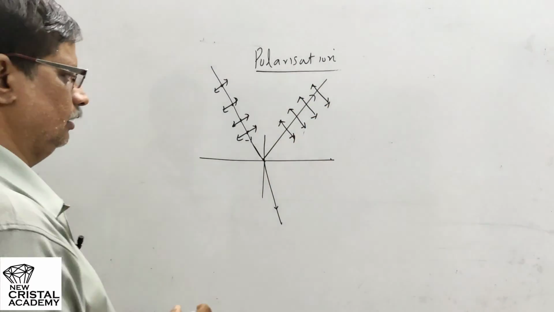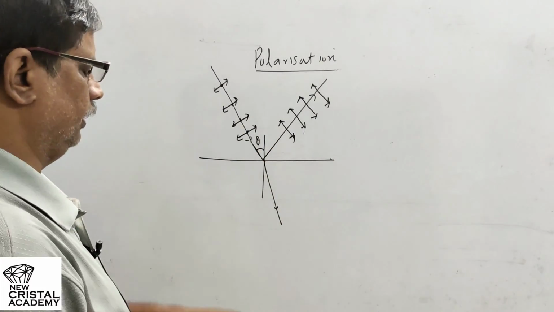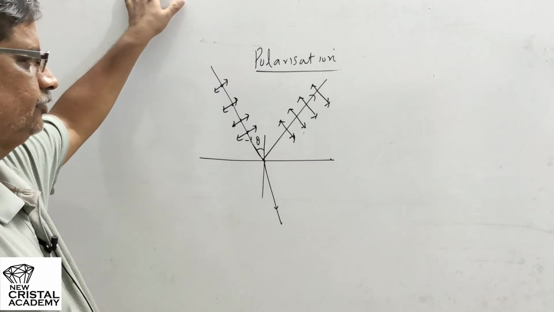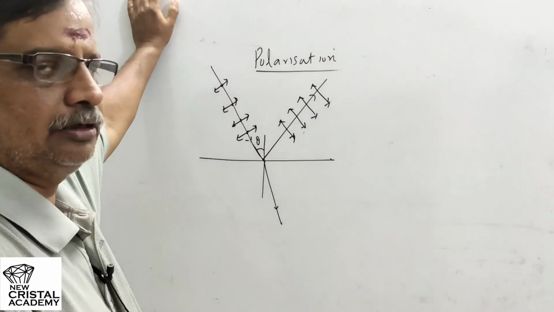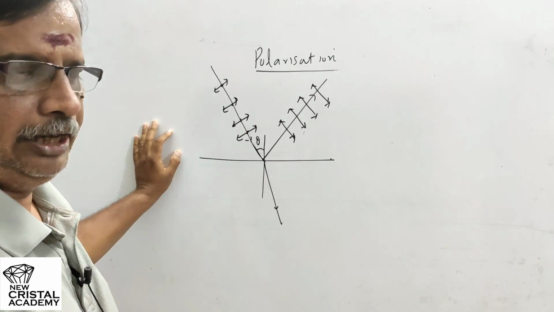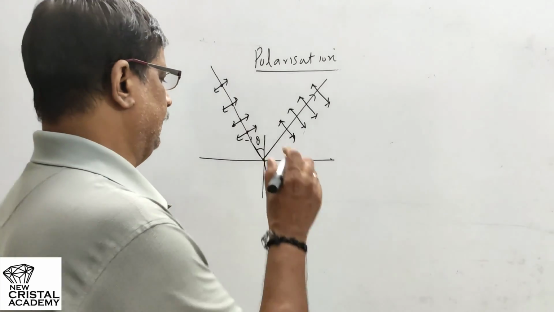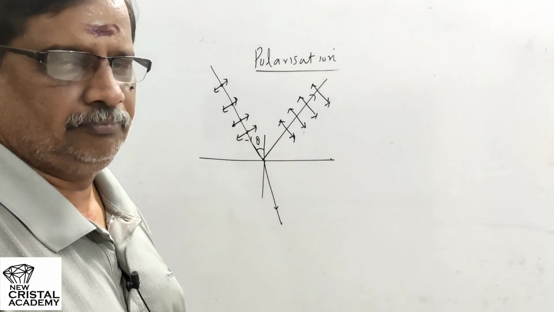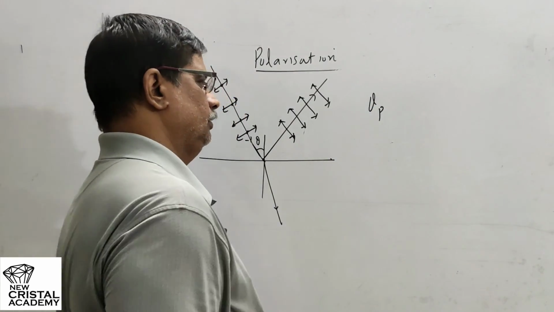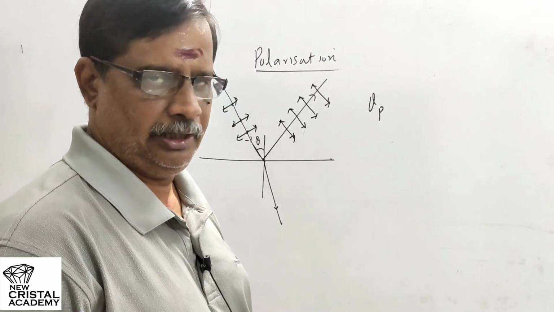And the degree of polarization depends on the angle of incidence, while most of the transmitted light remains unpolarized. As we increase the angle of incidence, the degree of polarization also increases. And for a particular angle of incidence, the reflected light will be completely plane polarized. That angle of incidence at which the reflected light becomes completely plane polarized is called the polarizing angle, theta p. So polarizing angle is the angle of incidence at which the reflected light becomes completely plane polarized.